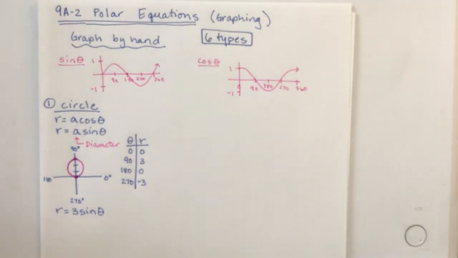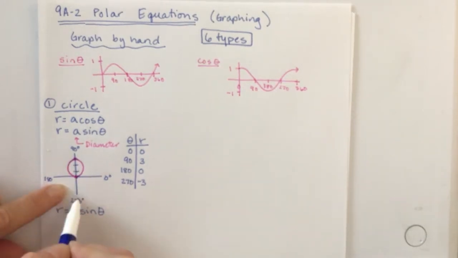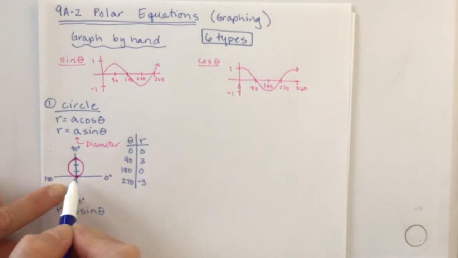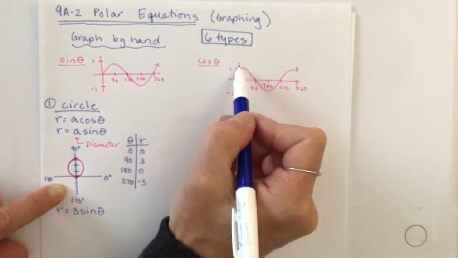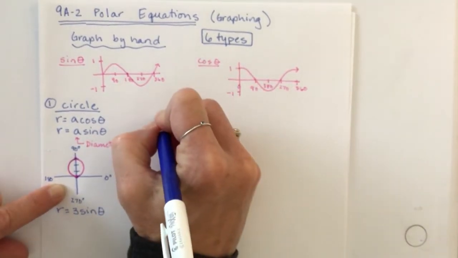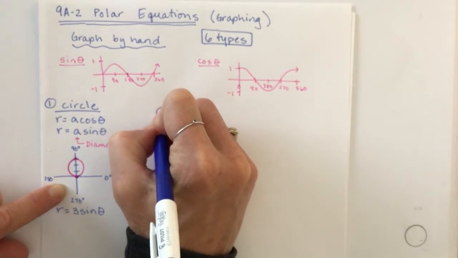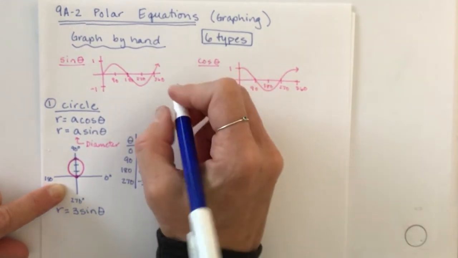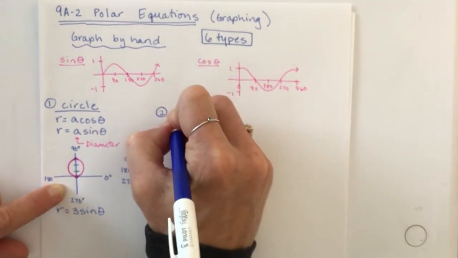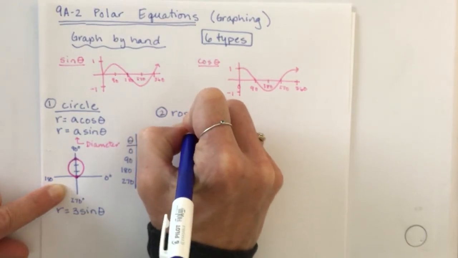And then cosine works the same way. Cosine, instead of being on this axis here, it'll be on this axis, right? Because cosine at 0 is 1. So you can see how that might change. All right, the next one is my favorite, of course, because it's pretty, and it's called the rose.